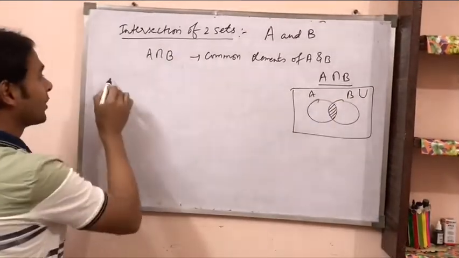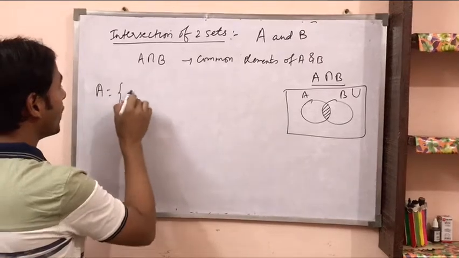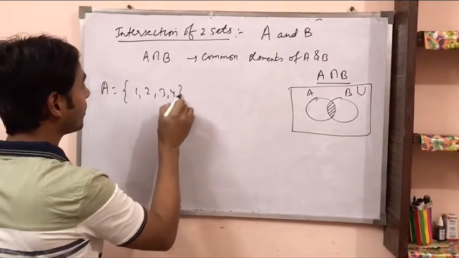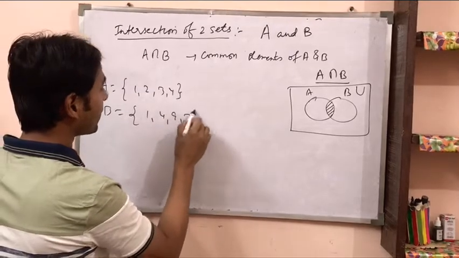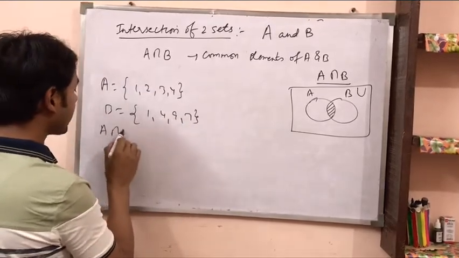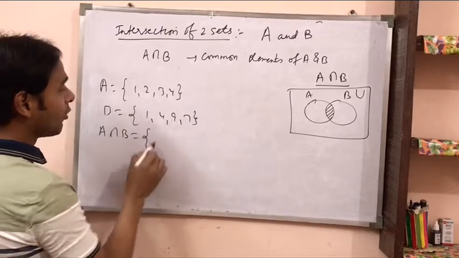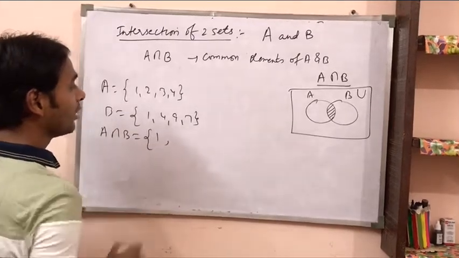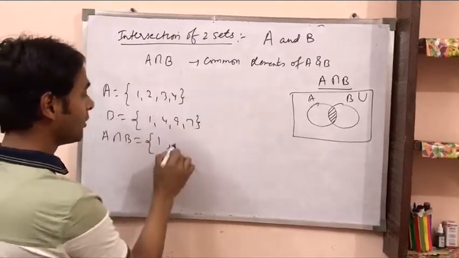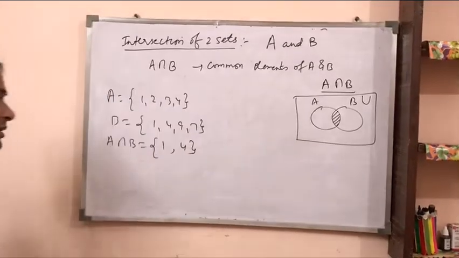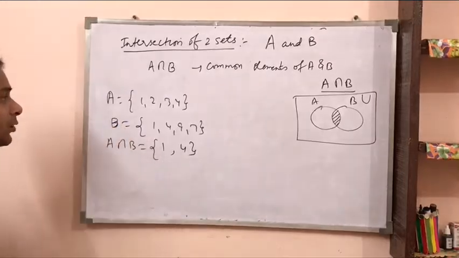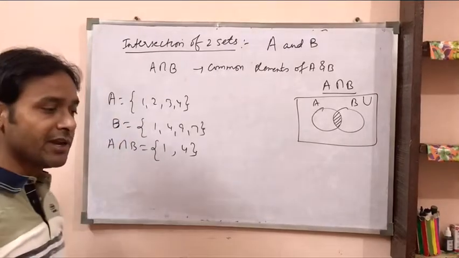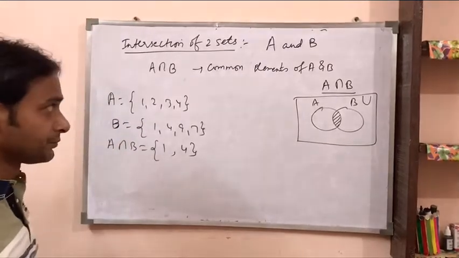Now suppose for example I am taking set A as 1, 2, 3, 4, and the set B is given by 1, 4, 9, 7. Then A intersection B will be given by 1 is common and 4 is common, so 1, 4. This is A intersection B, the common points of A and B.